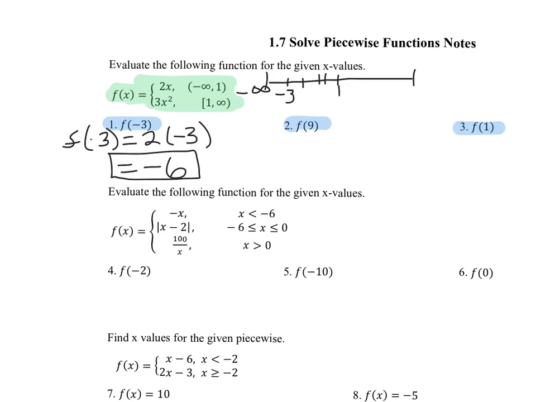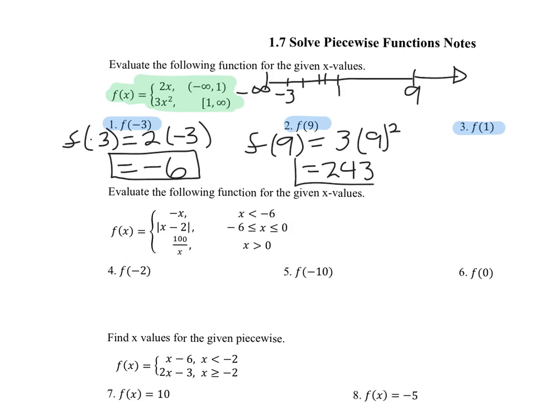Now, the next one we take a look at is 9. Looking at 9, that is to the right of 1, somewhere over here. And that's going to be for my 3x squared, because that's going to be between 1 and positive infinity, positive infinity being way out there. So I'm going to go, my f of 9 is equal to 3 times 9 squared. Now that's going to be a pretty massive number. That's going to give us 81 times 3, which is going to be 243, and that'll be my answer there.